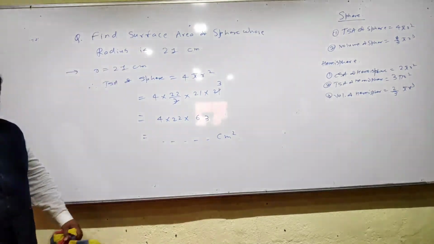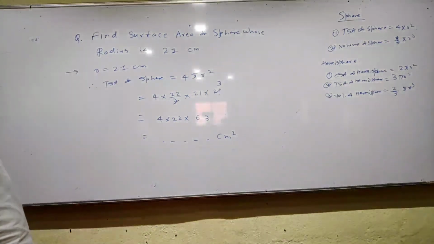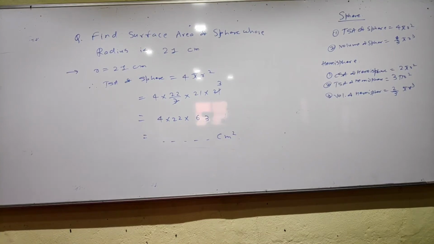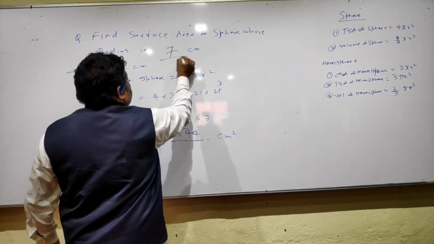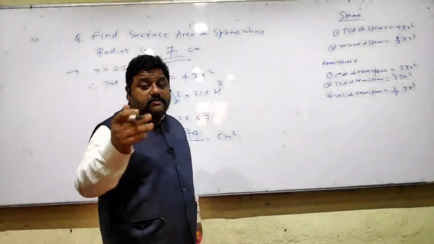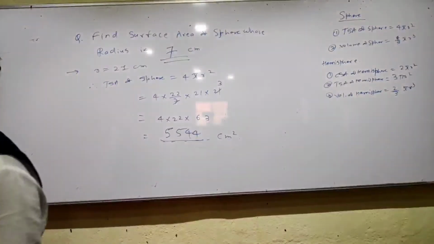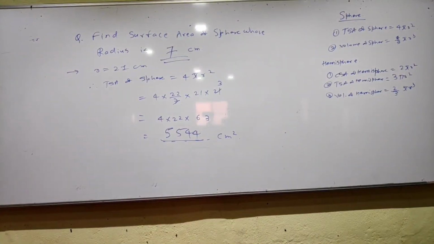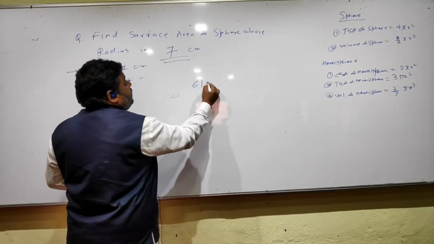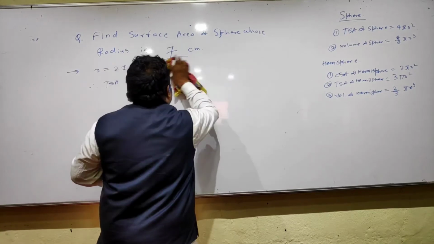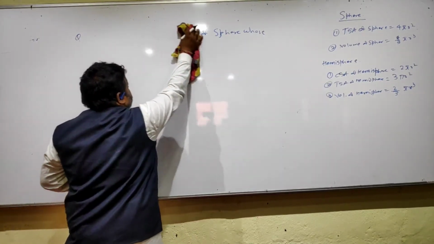Yes, you can make a video, pause, and find the value on your own. I will tell you the answer within 1 minute. So the answer for this is 5544 centimeter square. Now I will give you another question for 7 centimeter. Please check the answer of this. For r equal to 7 centimeter, find out the surface area. The surface area is 616 cm square for radius 7 centimeter.